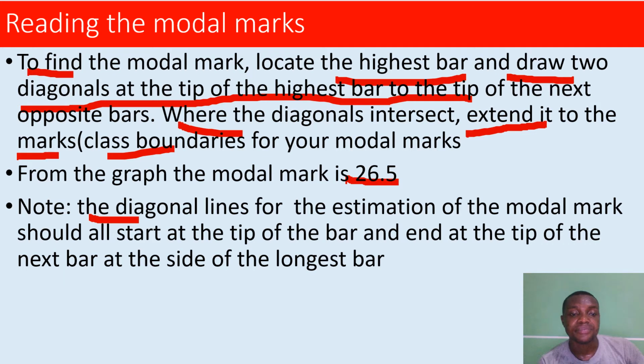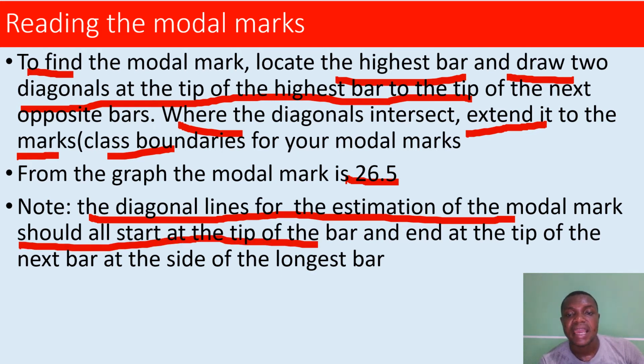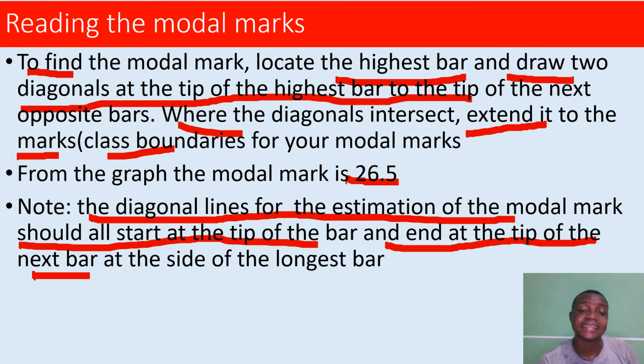So the diagonal lines for the estimation of the modal mark should all start at the tip of the bar and end at the tip of the next bar. Note that it should be the longest bar. So you identify the longest bar, then you draw a diagonal from the tip of the longest bar to the tip of the next bar. Where it intersects, you extend it to the x-axis to locate your answer. Good. So we are ready to start the cumulative frequency curve, the ogive.